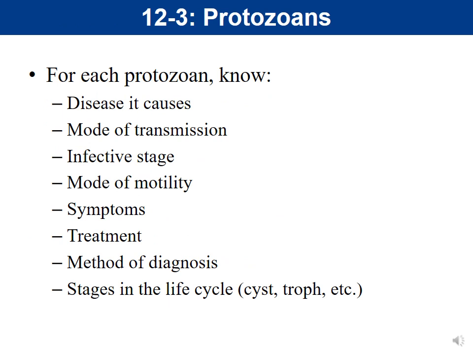For your protozoans, so for that first 4 protozoans, you want to study your protozoan table. And in your protozoan table, it addressed all of these components, right? What disease does the organism cause? What is the mode of transmission? So how do you get the disease, fecal oral transmission, etc. What is the infectious stage of the life cycle? What is the mode of motility? What are the symptoms associated with the disease? What is the treatment? What is the method of diagnosis? Is it looking for cysts and trophs in the stool sample, for example? What are the stages in the life cycle? And then be able to identify those stages.